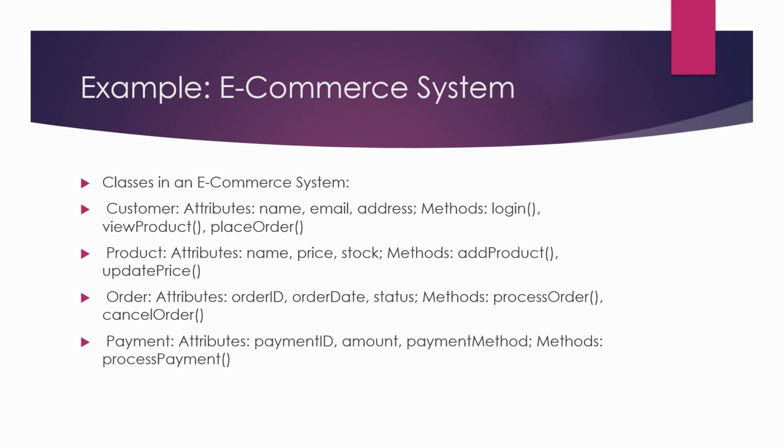Let's look at an example of a class diagram in the context of an e-commerce system. Here we have several classes: a customer, a product, an order, and a payment. Each class has attributes like the customer's name or the product's price, and methods such as ordering or processing a payment. These classes interact with each other to complete the e-commerce workflow.